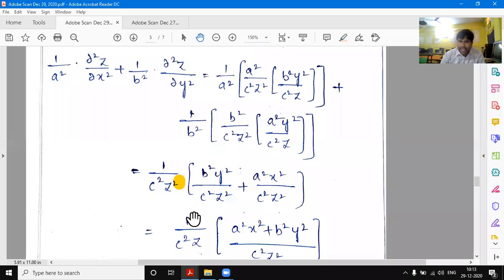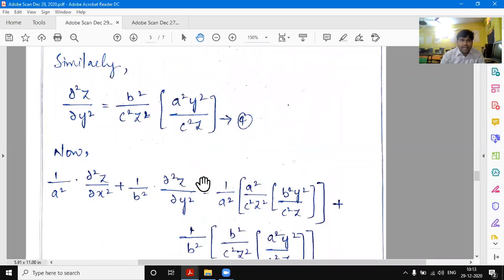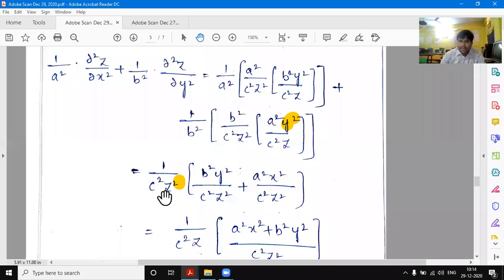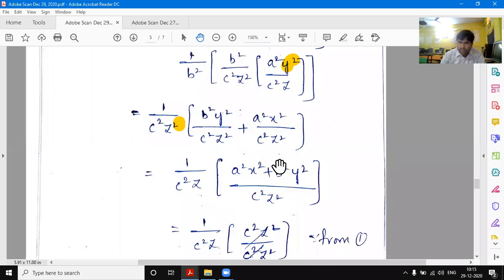So 1 by c square z is outside, and the remaining terms are b square y square by c square z square plus a square x square by c square z square. It is not y square, it is x square. So 1 by c square z into a square x square plus b square y square divided by c square z square.